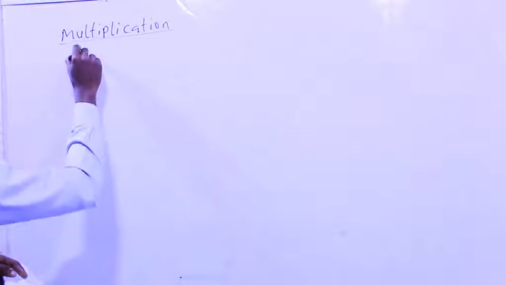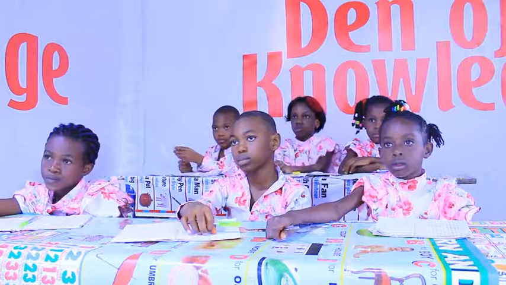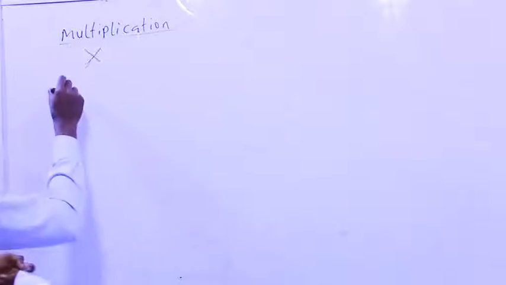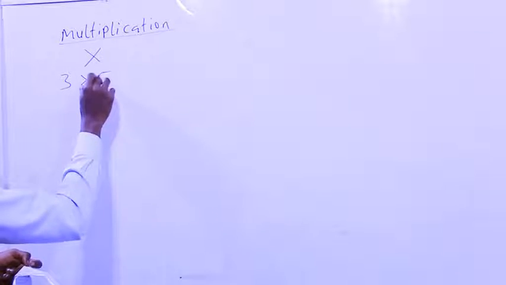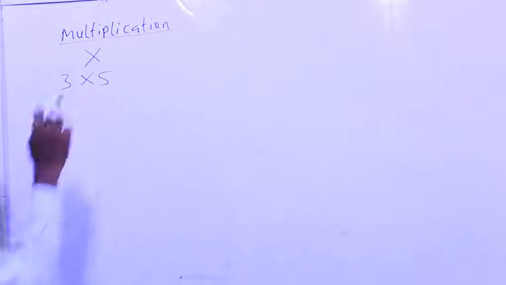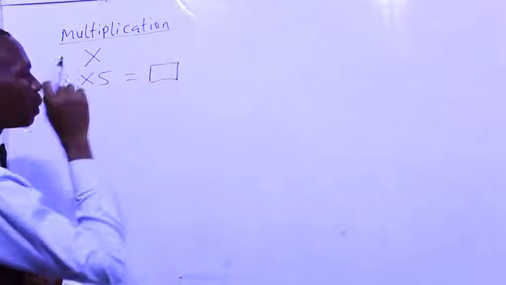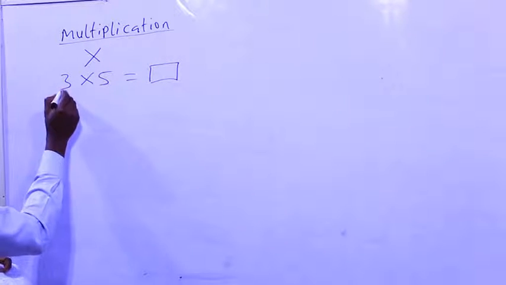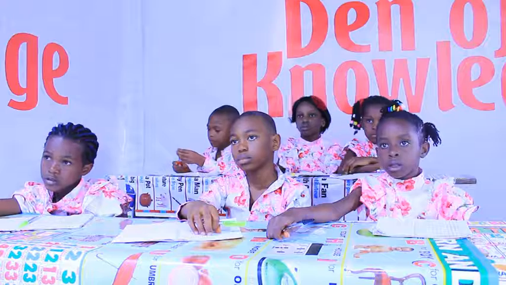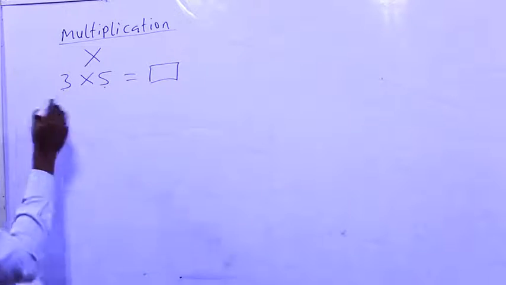Example, the multiplication sign is this, like a cross. Now, if I have 3 times 5, what is the answer? Remember, multiplication is a repeated addition. I will repeatedly add this 3 for the number of times given. I can use stones.